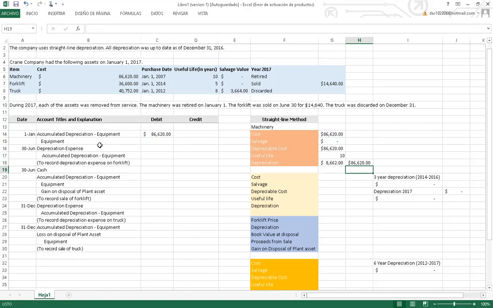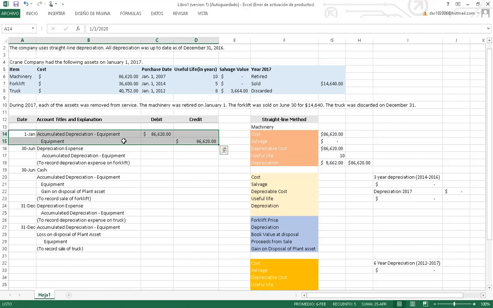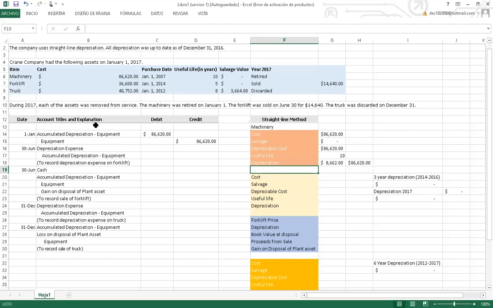$86,620. So in the journal entry, we're going to debit accumulated depreciation and credit equipment, because we have to decrease the amount or the value of equipment in our balance sheet. So it's going to be the same amount, and this is our first journal entry that we need to make for machinery. Now we're going to talk about the forklift, the forklift from Crane Company.